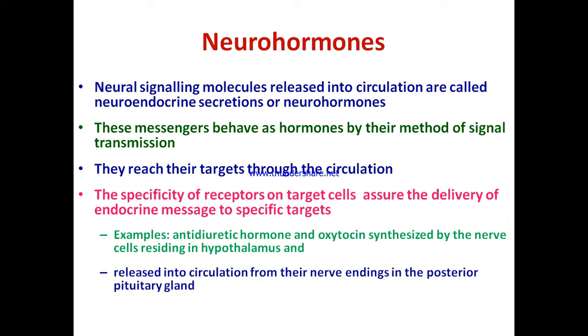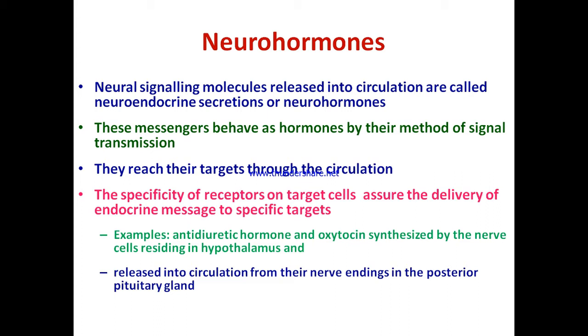Neurohormones are also neural signaling molecules released into the circulation. They are called neuroendocrine secretions or neurohormones. So they are produced by the neurons but released into circulation. These messengers behave as hormones by their method of signal transmission. They will circulate through the blood and reach the target cell and act on the cells. So the target cell can be at a different part of the body. They reach the targets through the circulation.